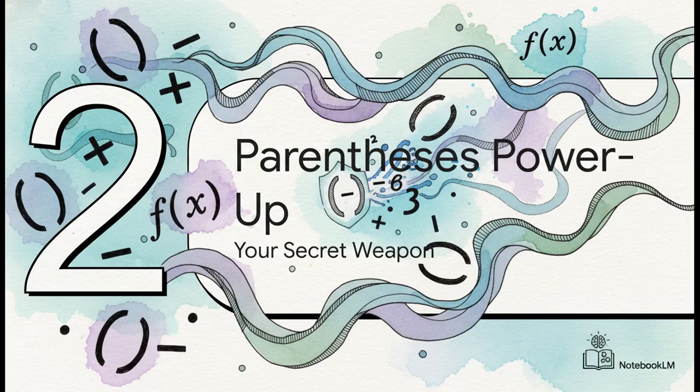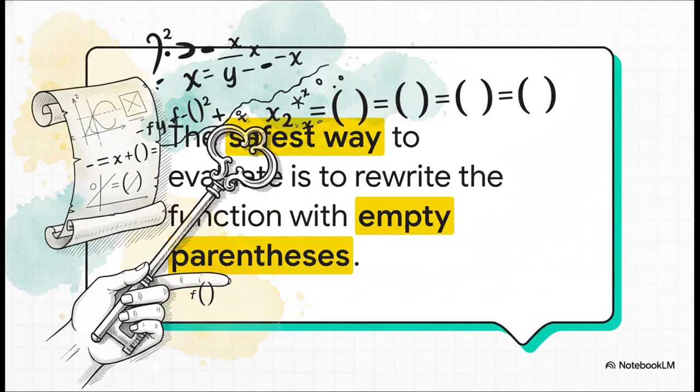Okay, now for what I think is the most important part of this whole process. This one little technique is a total game changer, and it will save you from so many headaches, especially when you start dealing with negative numbers. And here it is, the secret weapon. Before you plug in any numbers, the very first thing you should do is rewrite the entire function, but put empty parentheses wherever the variable is. This one step is your key to getting it right every time.